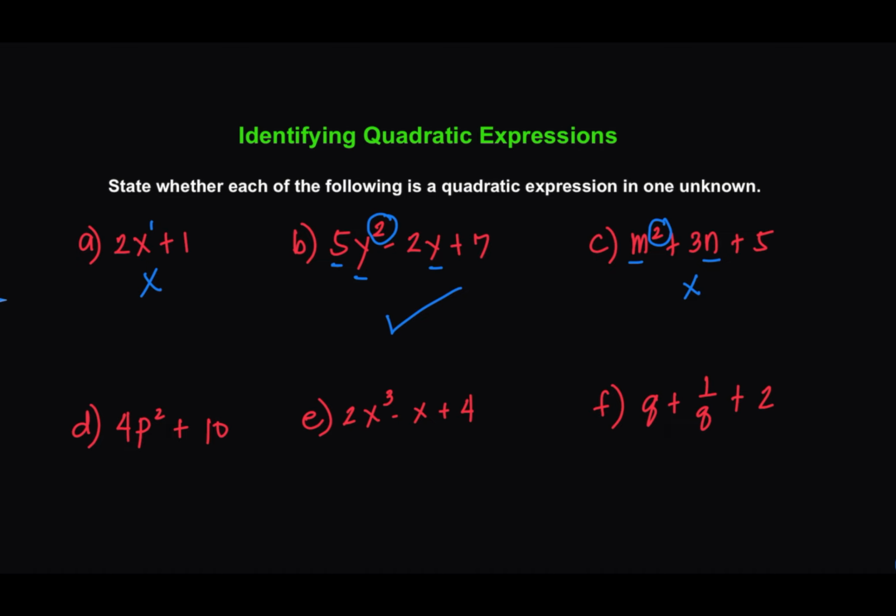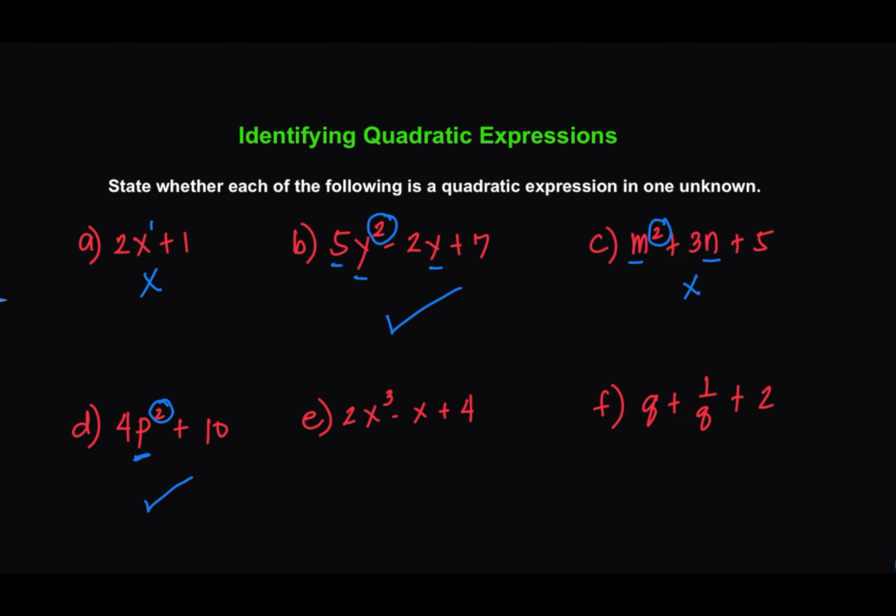Next, letter D. What is the highest exponent? It's 2. Okay, check. One unknown, which is only P, check again. And in the form of ax squared plus c. So therefore, this is a quadratic expression. Wala siyang bx. Okay, wala siyang bx. Pero ito ay quadratic expression pa rin. Alright, in one unknown.